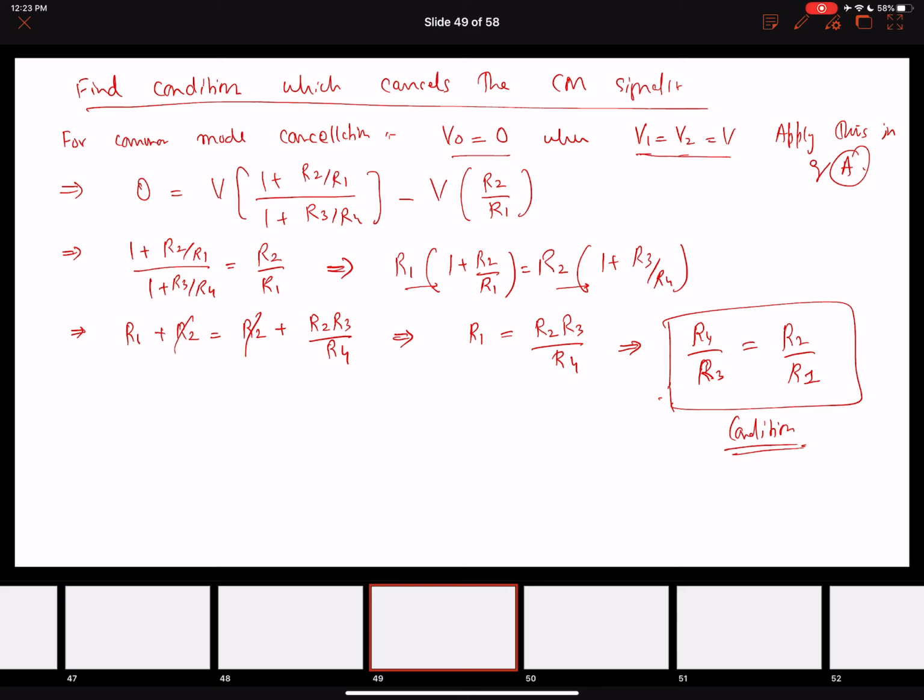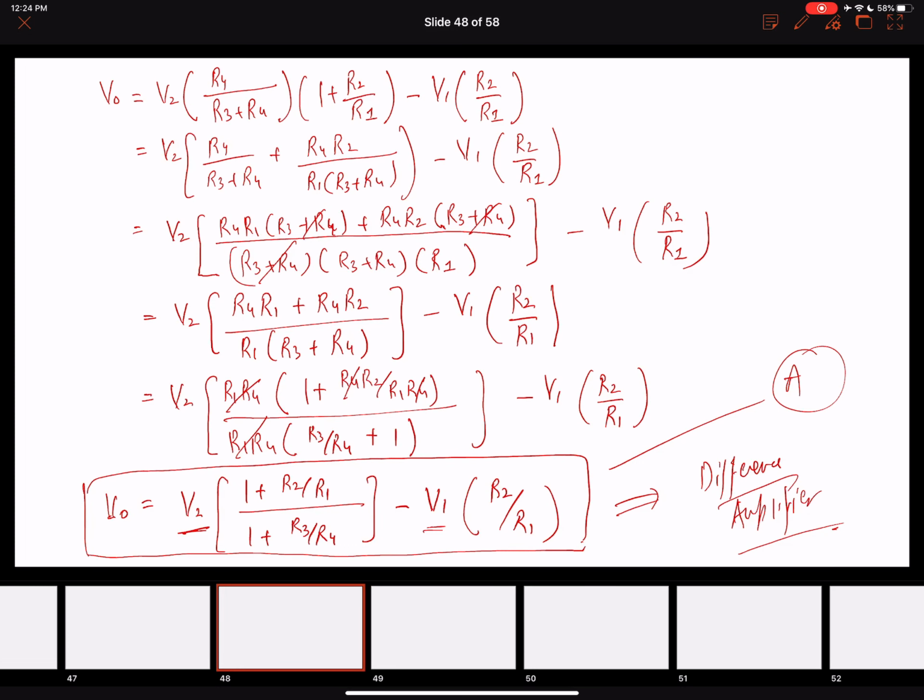Sorry about this cough. So this is a condition that can be used to make sure that our common mode signal in the difference amplifiers will be rejected. All right, so let's put that back in equation A.